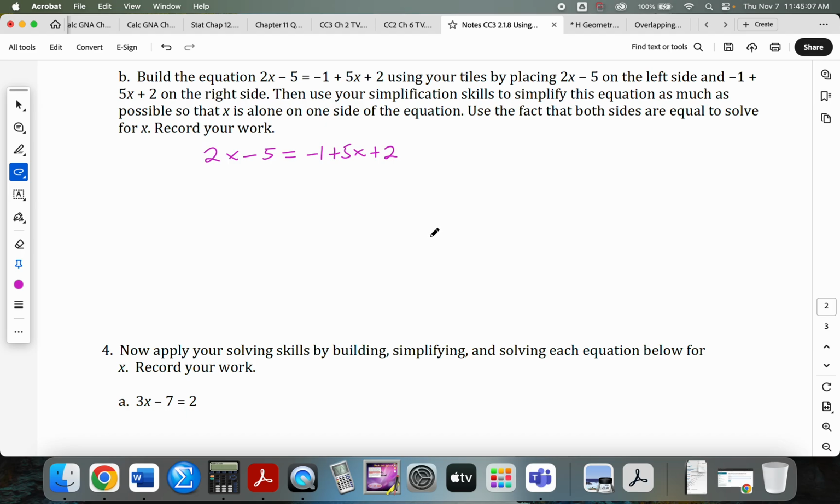What can we do, Sammy? Except it's a negative 1. It's going to be 1, exactly. So this would be 2x minus 5 is equal to 5x plus 1.